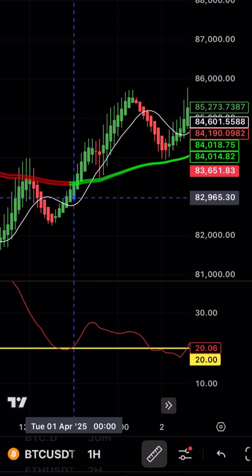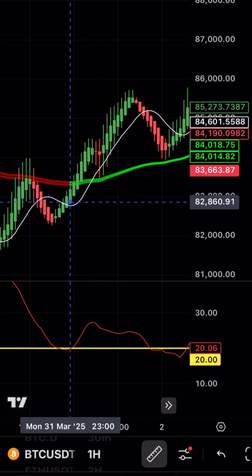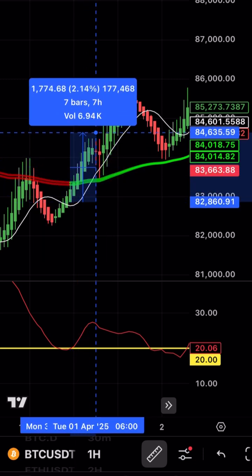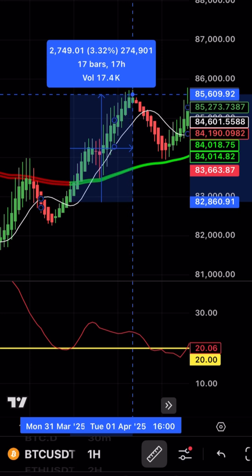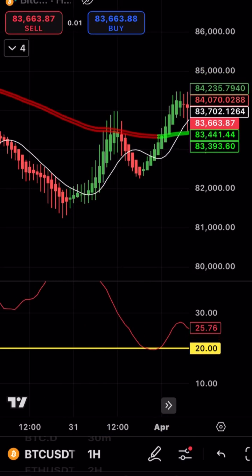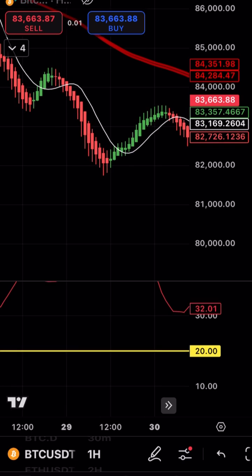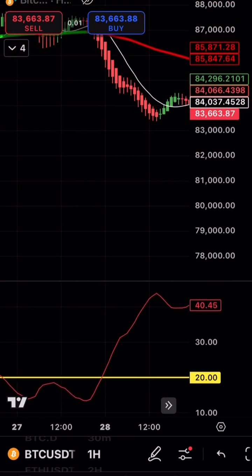So if you come in right here, you see it kind of crossing right here. So you know to enter your trade, and you know that we are entering into bullish right here. So you ride this out, and you got your profit right there. And then you just wait for it to cross up again.